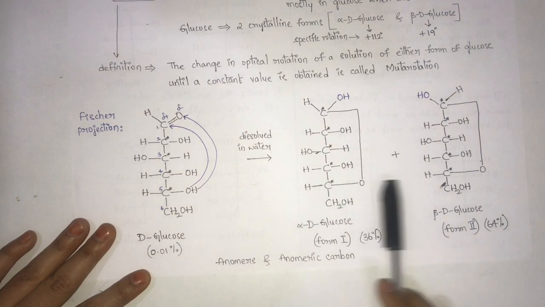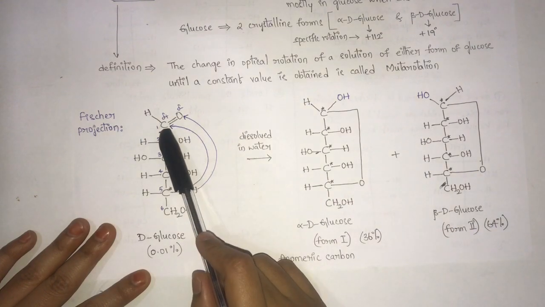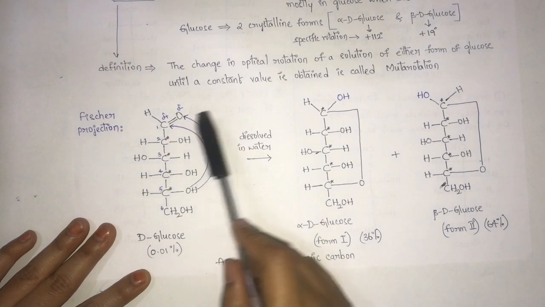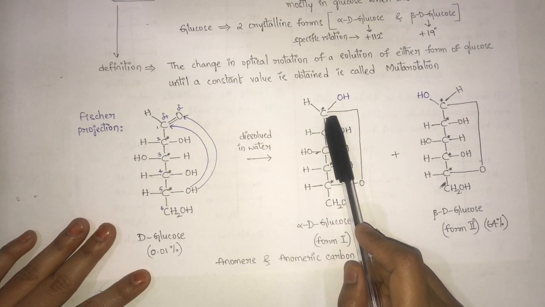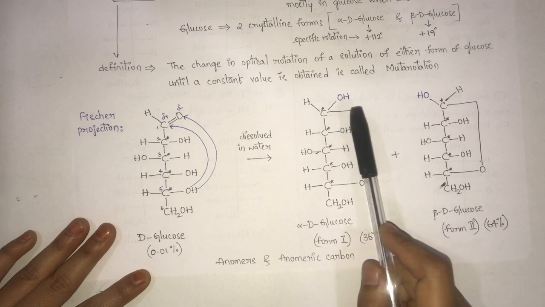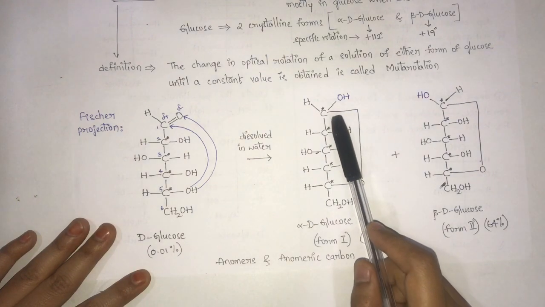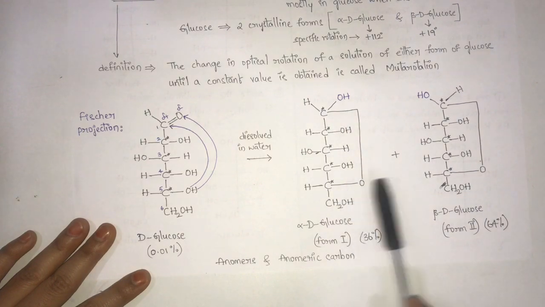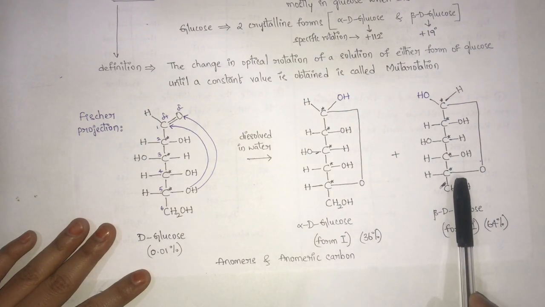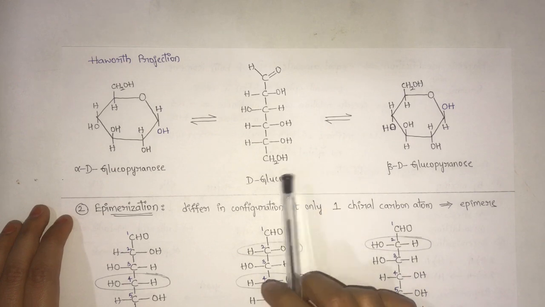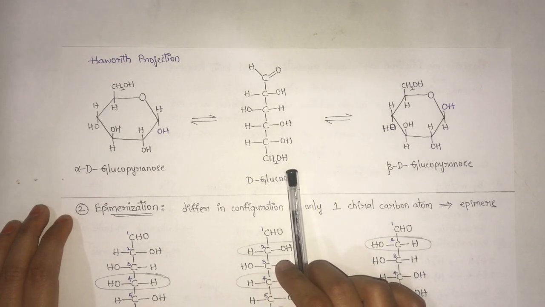In this particular process, the first carbon is not a chiral carbon. But when dissolved in water, it became a chiral carbon. A new chiral carbon is formed. This carbon is called the anomeric carbon. These two are anomers of glucose. Till now we have seen the Fischer projection of glucose, and this D-glucose is converted to alpha D-glucose and beta D-glucose.